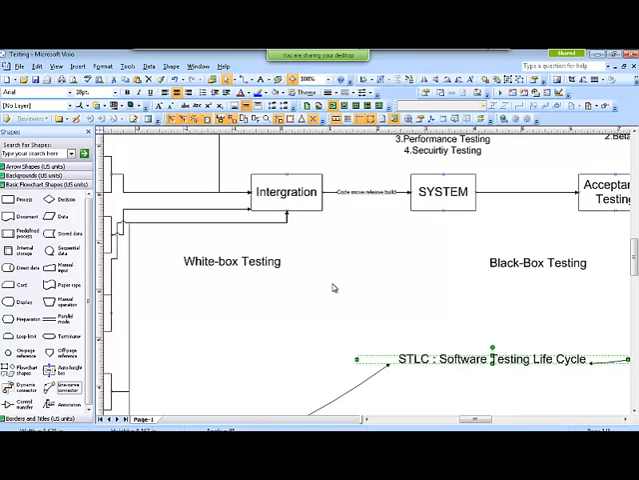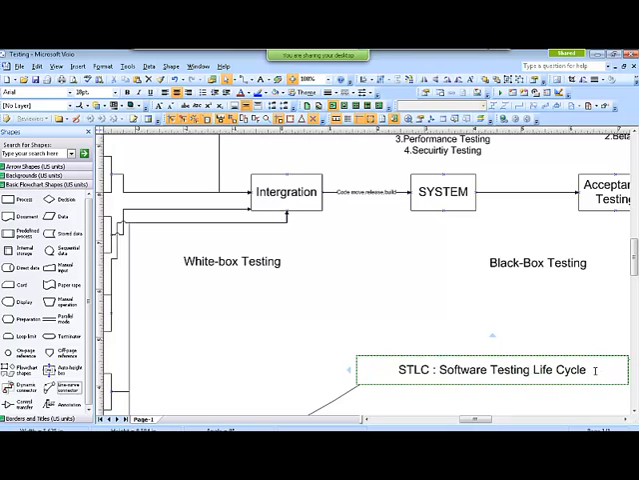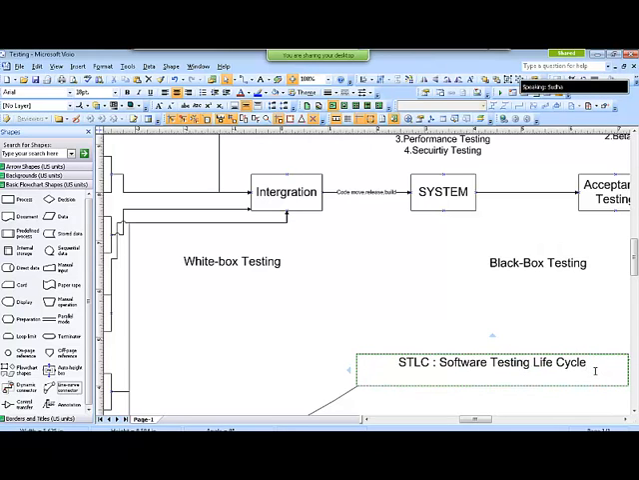Now what is there in the testing life cycle? We know that in the SDLC we have different kinds of phases. Yes or no? What are the phases we have in the SDLC? Analysis, design, coding, testing.